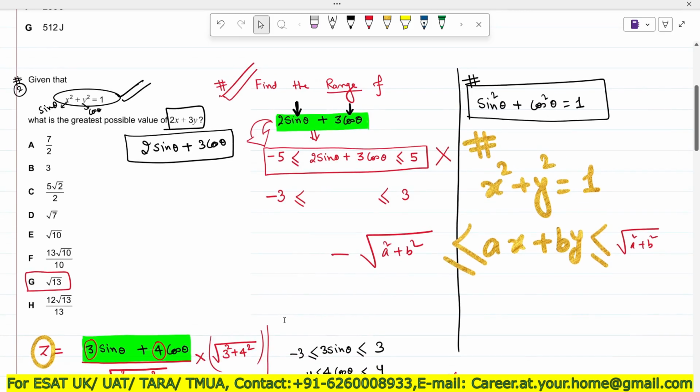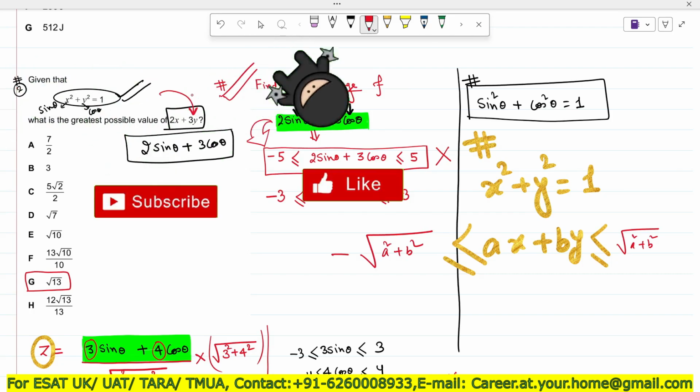Then you can do it another way. First of all, suppose 5 is written, so you should write one variable. Suppose you make y the subject, and then you put the value of y here. Then you will have a function in terms of x, and then you may use your maxima and minima concept after differentiating, finding the stationary point, and that will be a complicated one. That will not be asked in your multiple choice question.